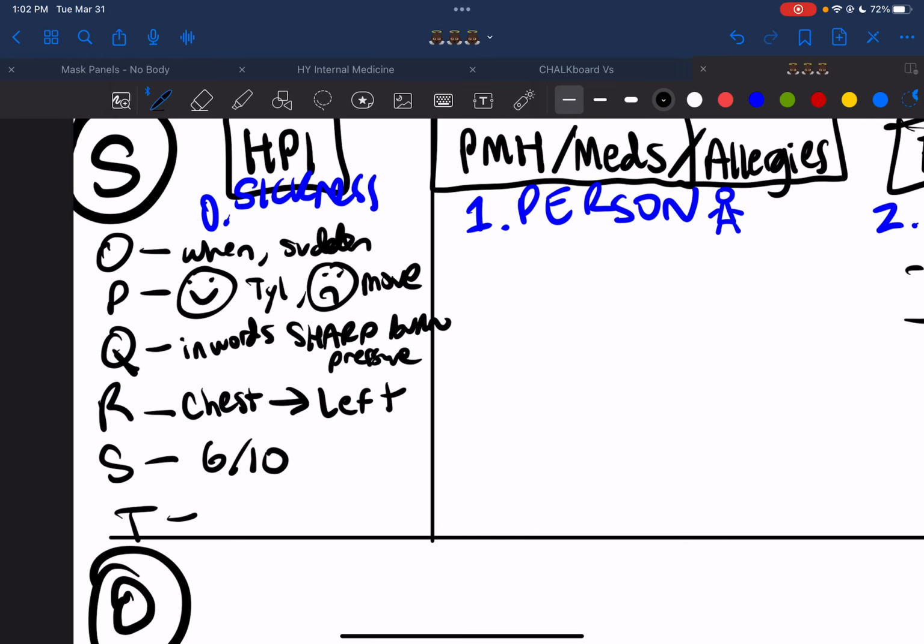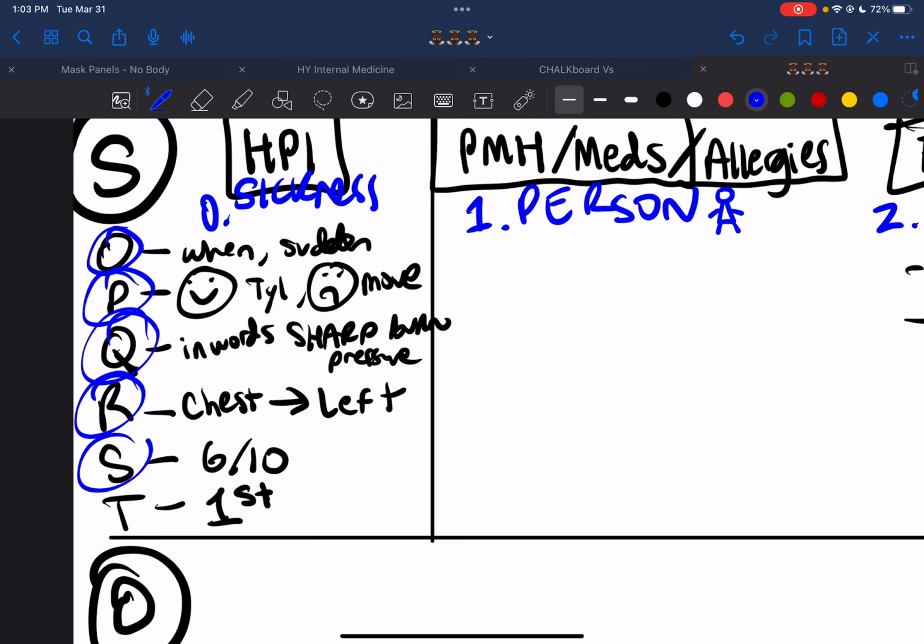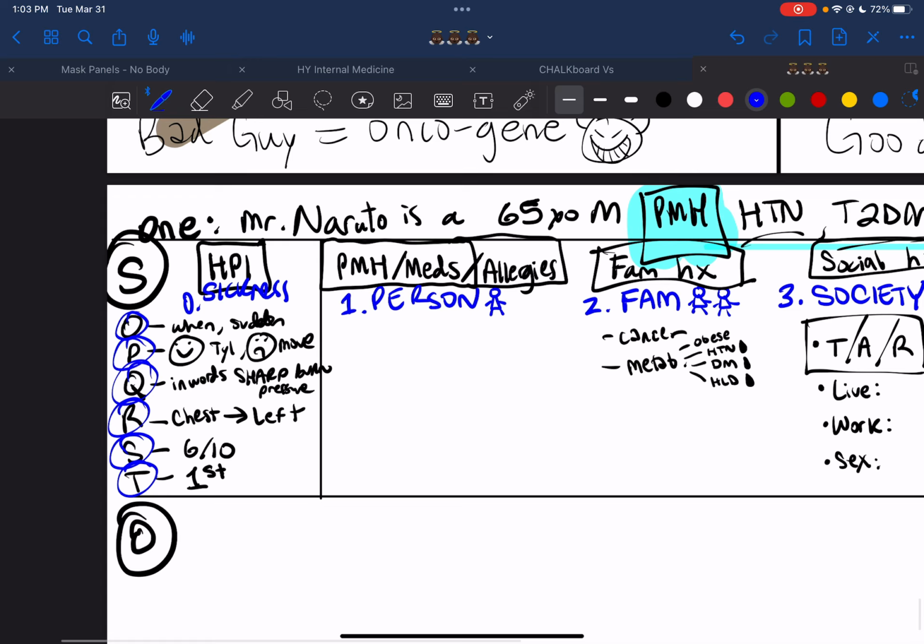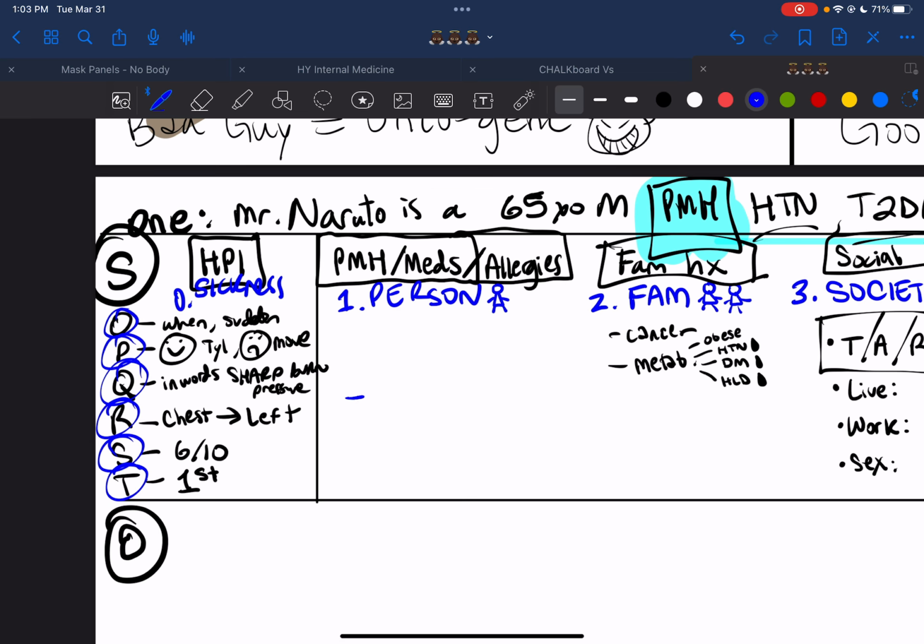And then T is times. It's not time, it's times. So I say, how many times has this happened? Or is this the first time this has happened? And they say, yeah, it's never happened before. So onset, provocation, quality, radiation, severity, and times. You always start with this list, and you can get a good overview of what's going on without having to wonder, oh my gosh, what should I say? And then any other extra info you get, you can just put bullet points in your notebook off to the side.